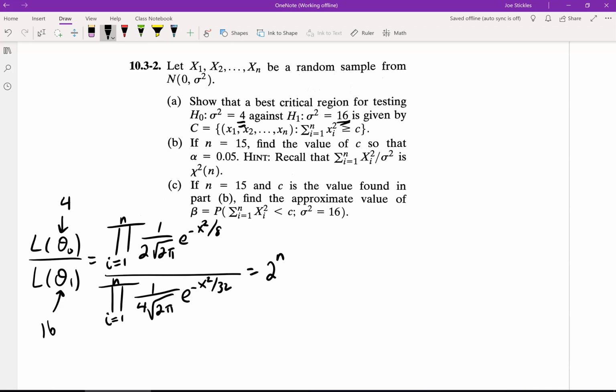The square root of 2 pi's will cancel again, and now I need to subtract these exponents, so you'll get an e to the negative, if I factor that out, a sum of x squared over 8 minus x squared over 32. So you get 3x squared over 32 there when we subtract. We want this less than or equal to a k.